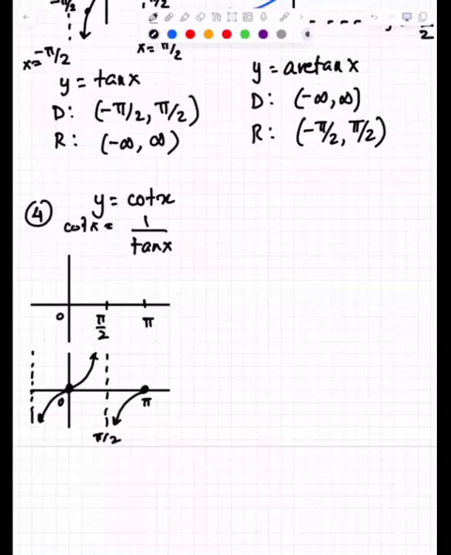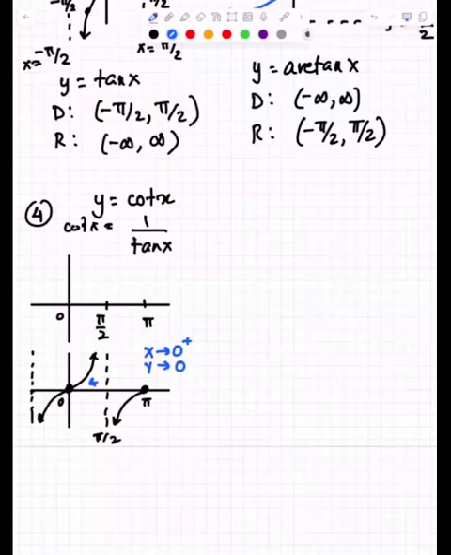The tan graph for the cotangent graph. As x is getting closer to 0 from the right-hand side, correct? What is happening to the y? Y is also getting closer and closer to 0.